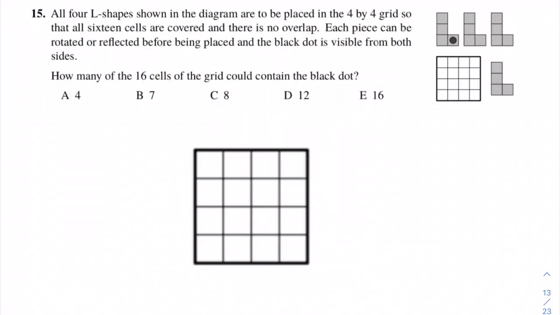Question 15 says all 4 L shapes shown in the diagram are to be placed in the 4x4 grid so that all 16 cells are covered and there is no overlap. Each piece can be rotated or reflected before being placed, and the black dot is visible from both sides. How many of the 16 cells of the grid could contain the black dot?